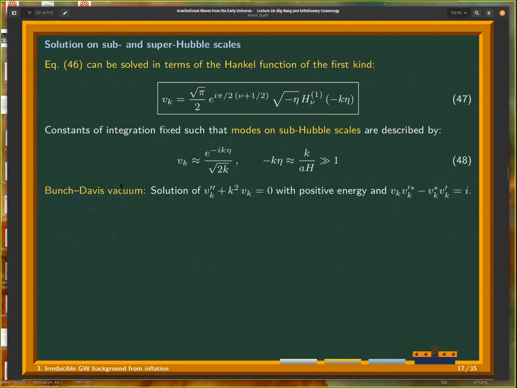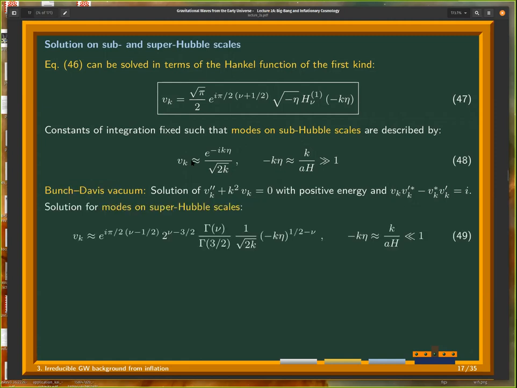So we have imposed Bunch-Davies vacuum initial conditions. In that case, our mode functions satisfy this simple harmonic oscillator equation. This is a positive energy solution, and we have made sure that this normalization condition here is satisfied. So this is the definition of the Bunch-Davies vacuum, and we have made sure that our constants of integration are consistent with a Bunch-Davies vacuum.